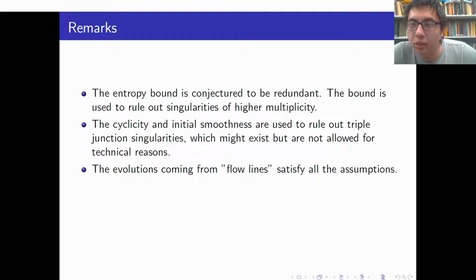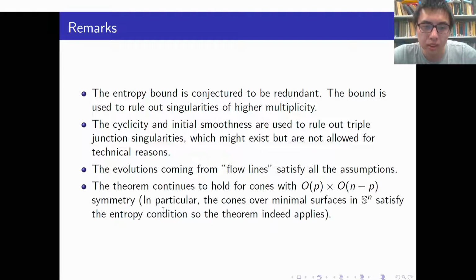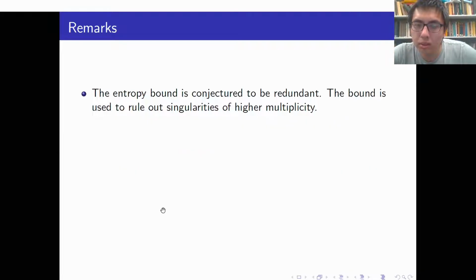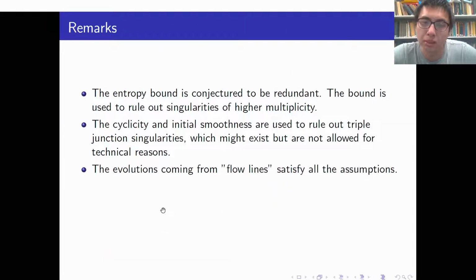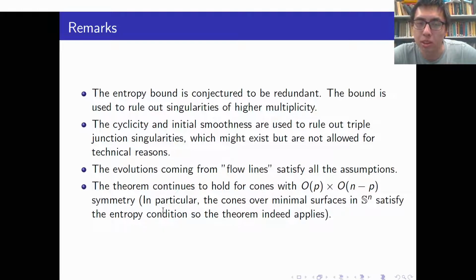I guess part of the conclusion is that these flow lines that we constructed are rotationally symmetric. Okay, and just to mention that all these rotationally symmetric results, if you're familiar with the moving plane method, are proved by a bunch of reflection symmetry. So there's nothing special about this O(N) symmetry. You can actually do the same thing for O(P) cross O(N minus P) symmetry.